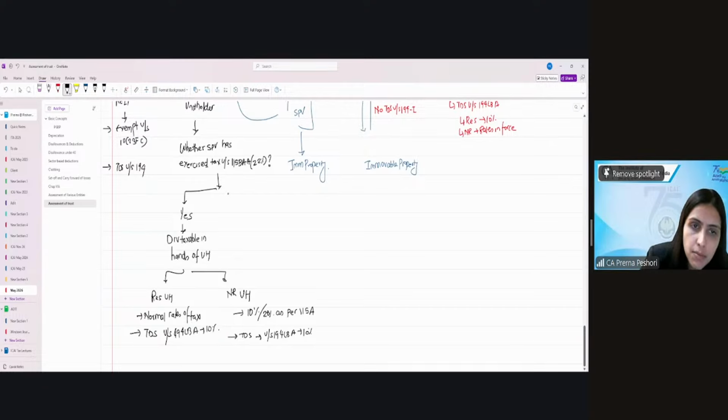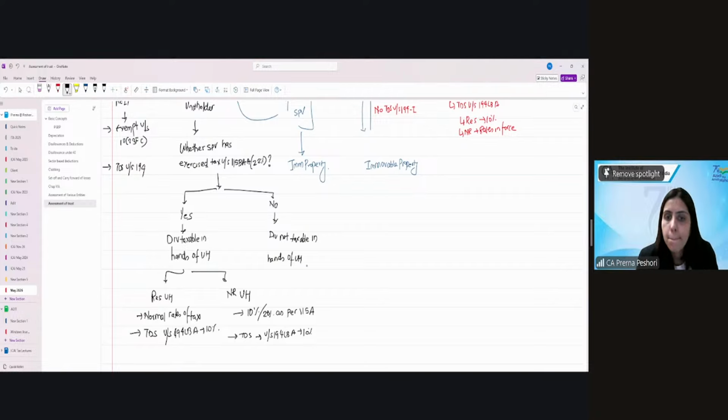And where the SPV has not exercised the option under 115BAA, then dividend is not taxable even in the hands of the unit holder. Is this clear, students? Yes or no? Yes, ma'am.